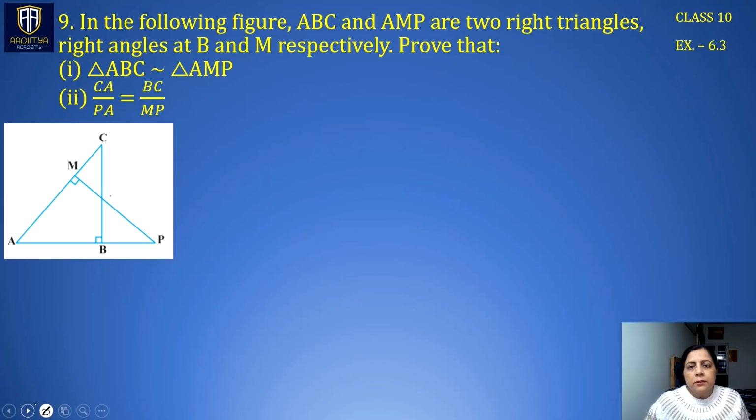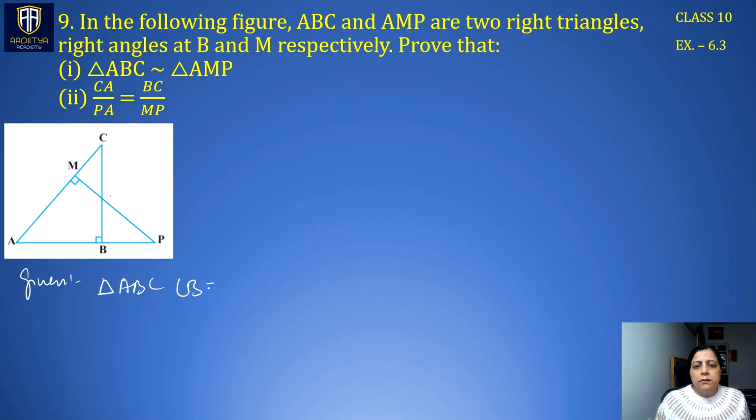So now the next question is, in the following figure, ABC and AMP are two triangles, right angled at B and M respectively. Prove that triangle ABC is similar to triangle AMP. So it is given that in triangle ABC, angle B is 90 degrees. In triangle AMP, angle M is 90 degrees. So what we have to prove is triangle ABC is similar to triangle AMP.